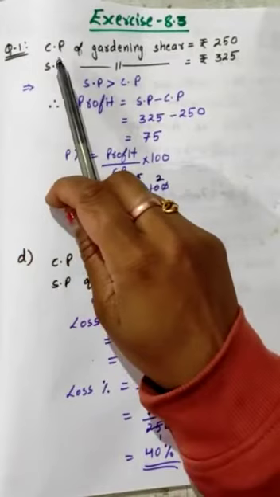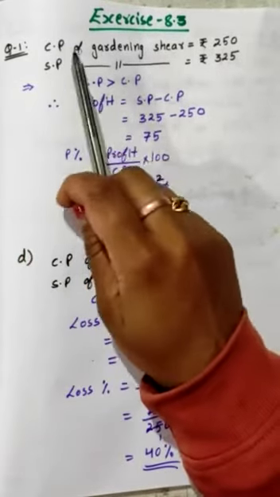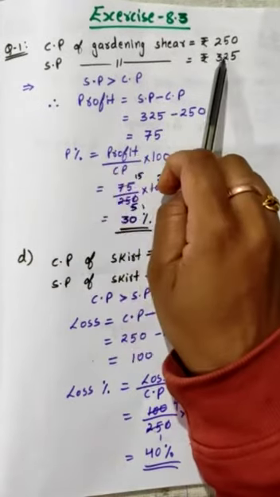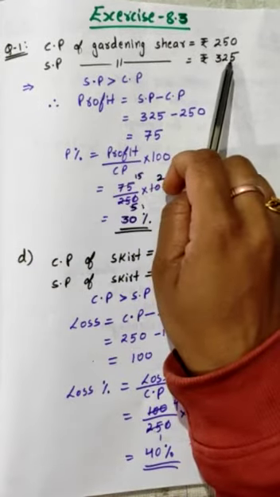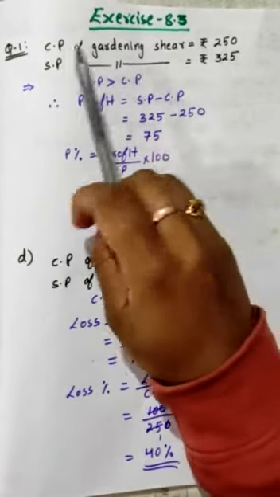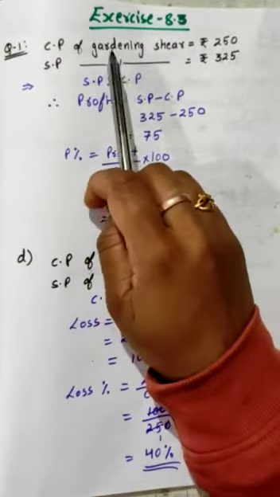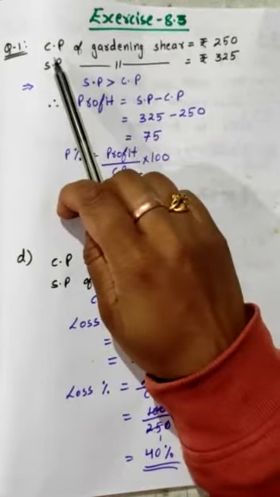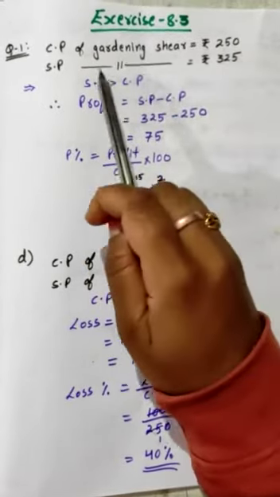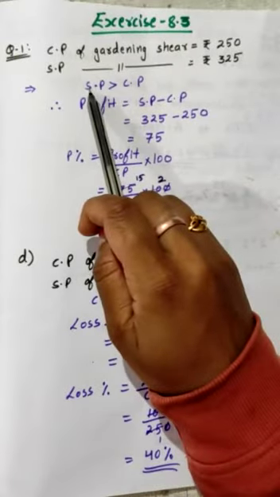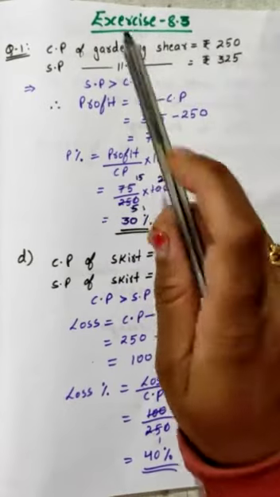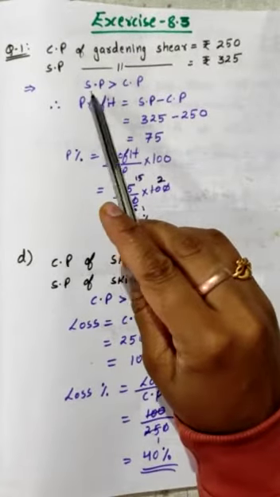The first one is: a gardening shear is bought for rupees 250, and it is sold for rupees 325. As you told me in the previous class, sold means selling price, which was absolutely correct, and buying means cost price. So CP is 250 and SP is 325. Now you can see clearly that selling price is greater than cost price. 325 is greater than 250. That means the person is having profit.